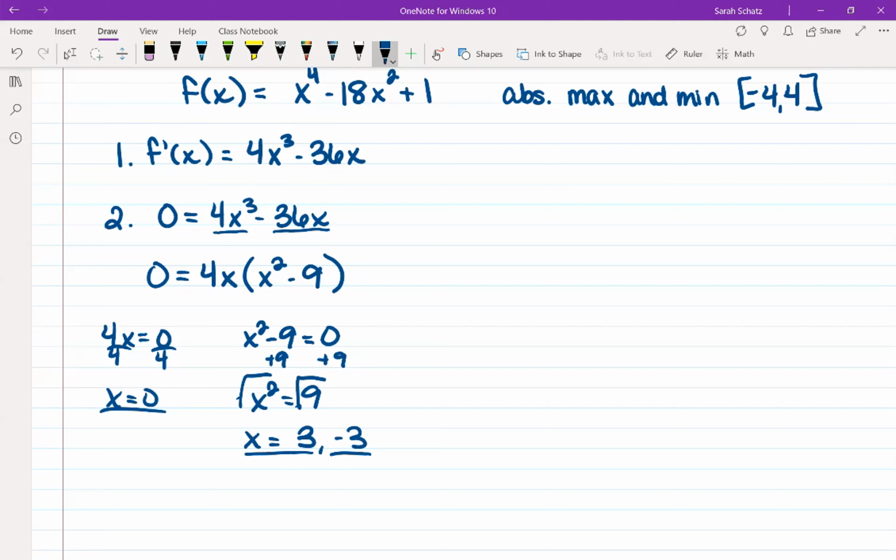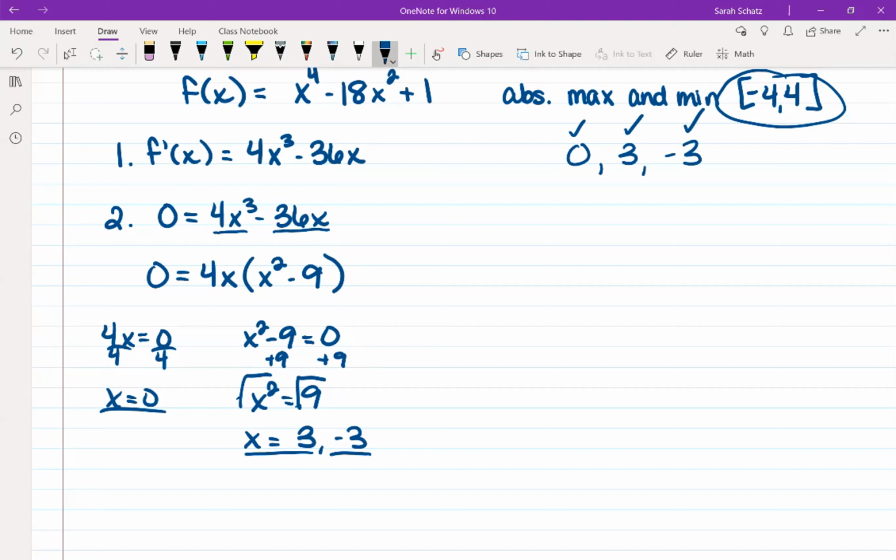Now, my next step needs to be look at your 3 critical points and decide which ones actually lie in your interval. So we have 0, 3, and -3. Does 0 lie between -4 and +4? Yes, it does. What about 3? Yes. What about -3? Also. All of our critical points are on the interval given, so that means I have to test all of them.